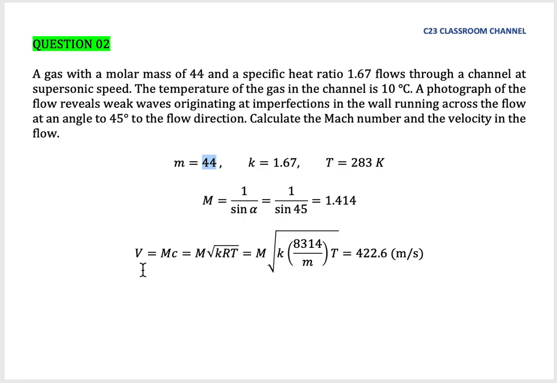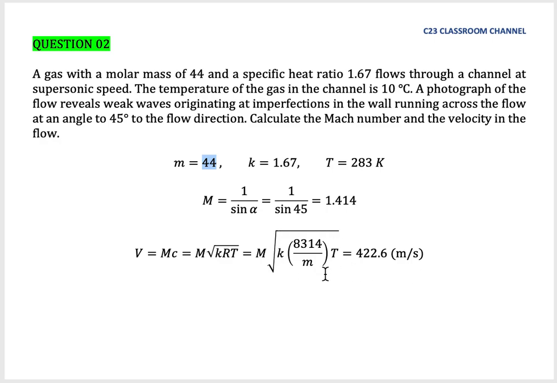And then from this equation, V equals M c, we substitute all the parameters here. The K is 1.67, the molar mass is 44, and we could get that the velocity is 422.6 meters per second.